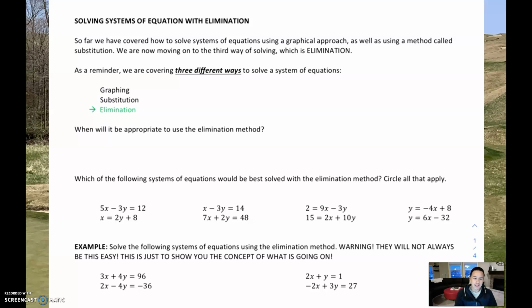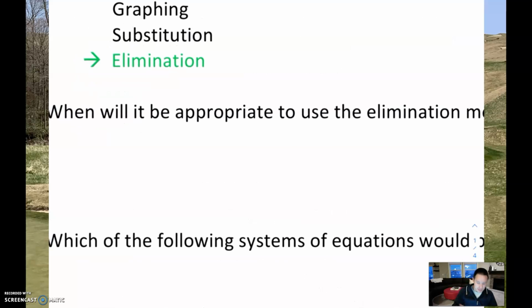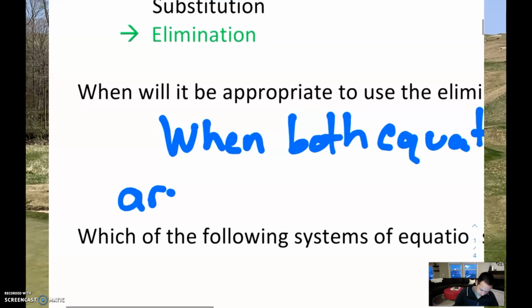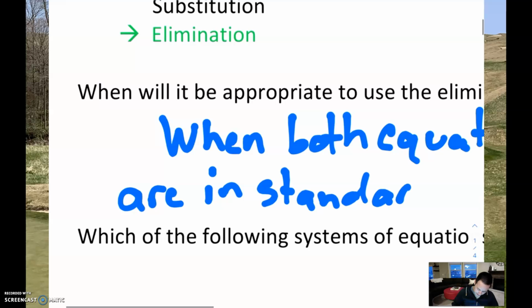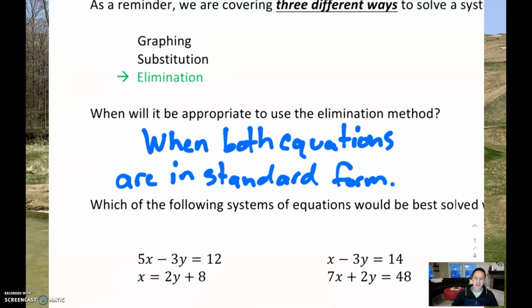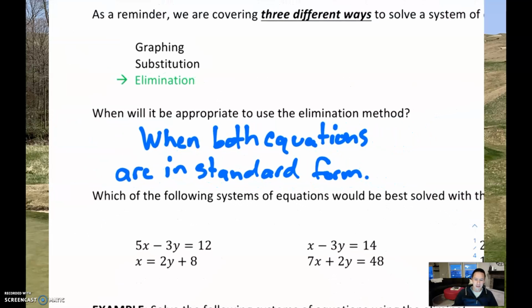And you might wonder, when is it appropriate to use the elimination method? Well, that's going to be easy. It's when both equations are in standard form. You might have forgotten what standard form is, and I'll explain that in a second. But when both equations are in standard form, then it's going to be easiest to use the elimination method.